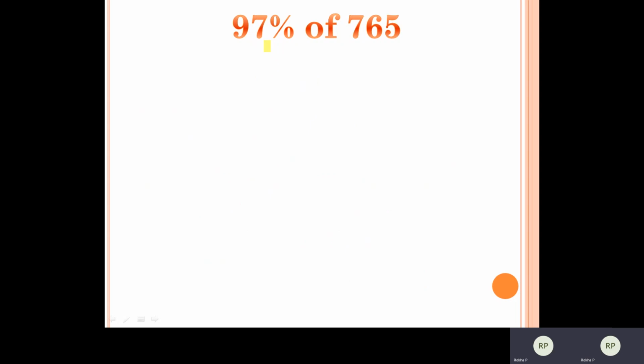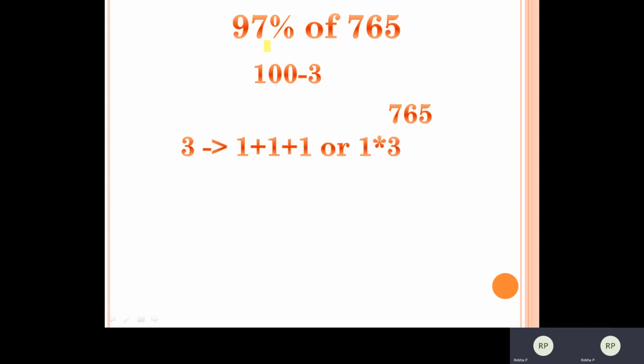97%. Okay, so how can you represent 97? Easy way, it is 100 minus 3. Okay, so 100%, you know, is the whole number. What is 100% of this number? It is 765 itself. Now 3, you can write whichever way you want.